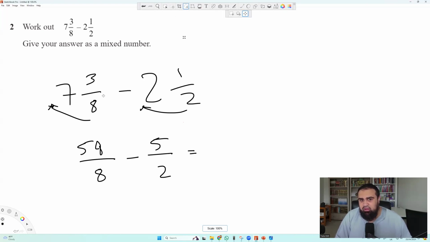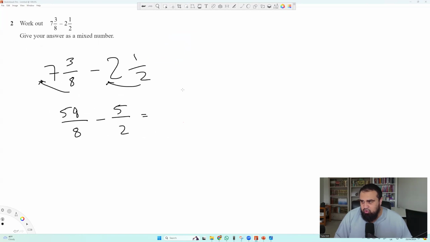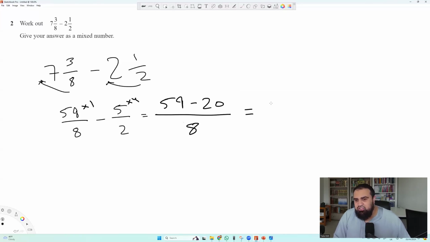And then what you do is you do normal subtraction of fractions. So you put it over a common denominator, which is 8. And then you've got 59. How many 8s go into 8? 1. So you do 59 times 1, which just gives you 59. Then how many 2s go into 8? 4. So you do 5 times 4, which gives you 20. So 59 minus 20 is 39 over 8.